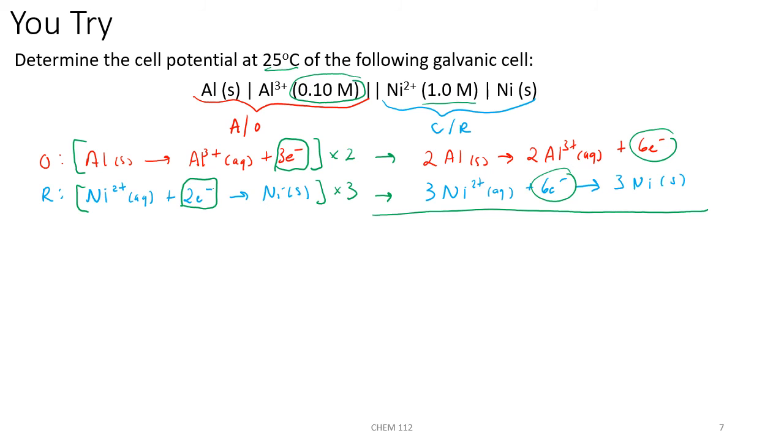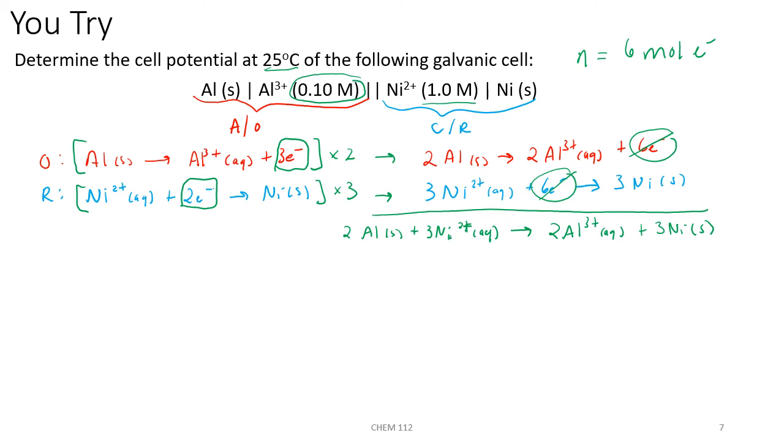And also that tells us our n as well. So n is going to be equal to 6 moles of electrons. That's how many electrons were transferred total. So those will cancel. And let's write our overall equation. We're going to have 2Al solid plus 3 aqueous nickel 2+ ions going to 2Al3+ aqueous aluminum ions plus 3 nickel, and that's solid.